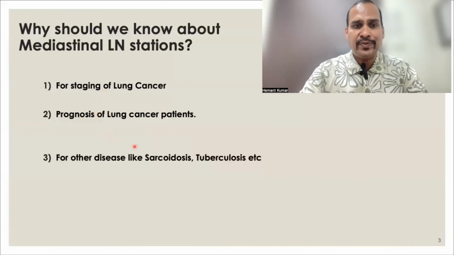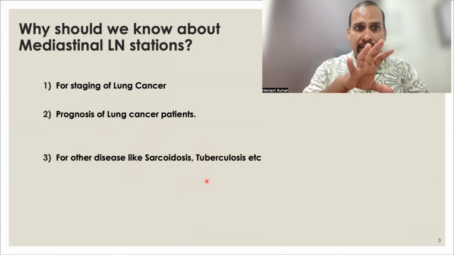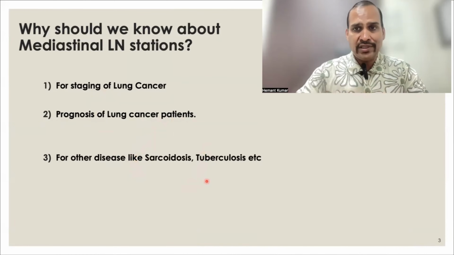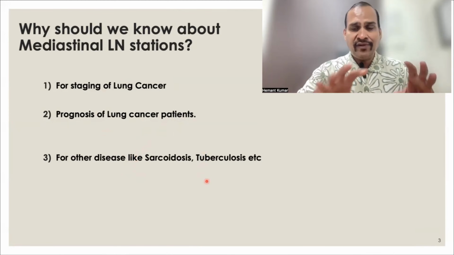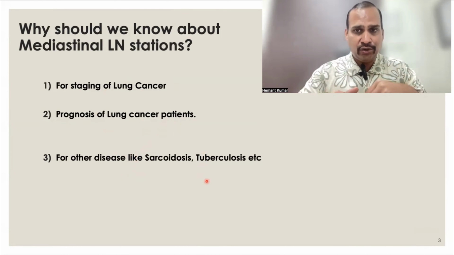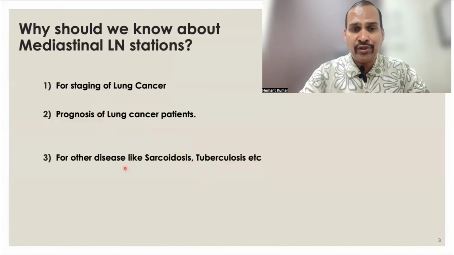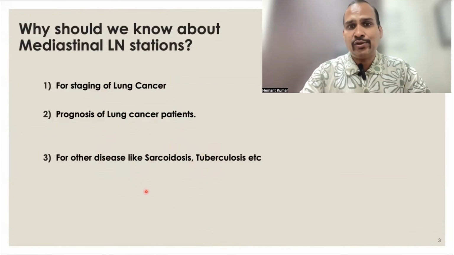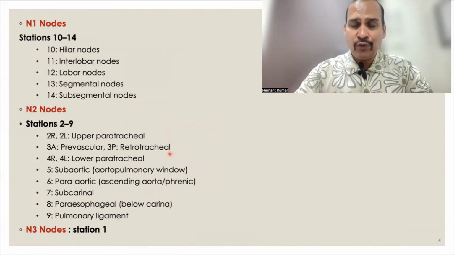So that is for prognosis purposes. For diseases other than lung cancer, like sarcoidosis and tuberculosis, where involvement of mediastinal lymph nodes is there, we have to identify which station is involved, and after treatment whether the lymph nodes are regressing or not. For follow-up purposes we should know lymph node stations for these patients also, like sarcoidosis or tuberculosis. So how many lymph nodes are there?